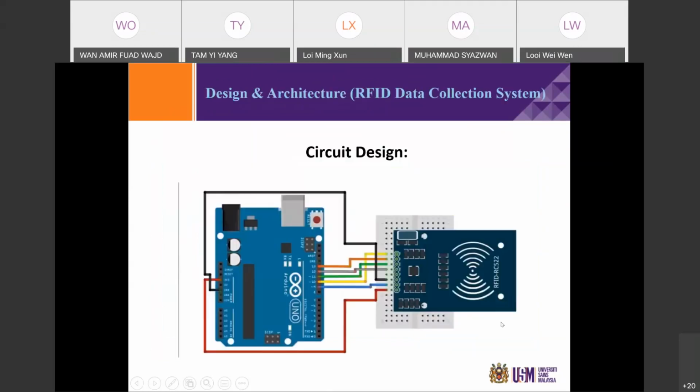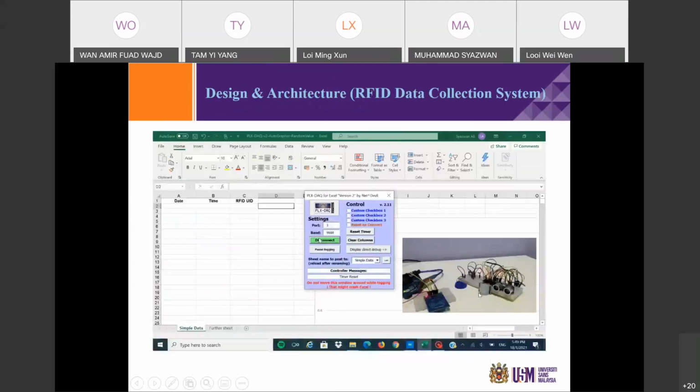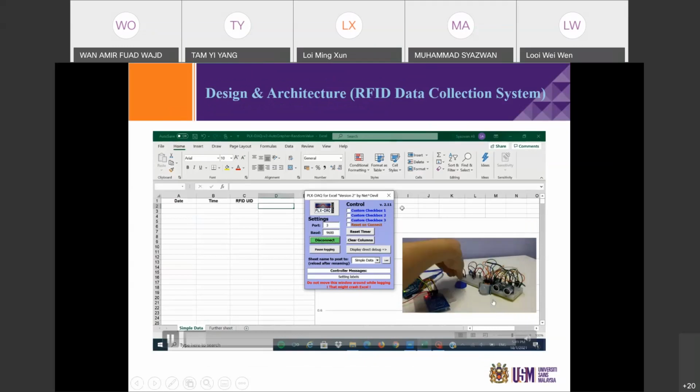Okay, so next is the RFID data collection system. This is the circuit design. I used an Arduino Uno, an RFID tag, and an RFID RC522. So this is the simulation of my RFID. As you can see here, the RFID tag will be attached to the social distancing alarm right here. This is the smart device prototype.